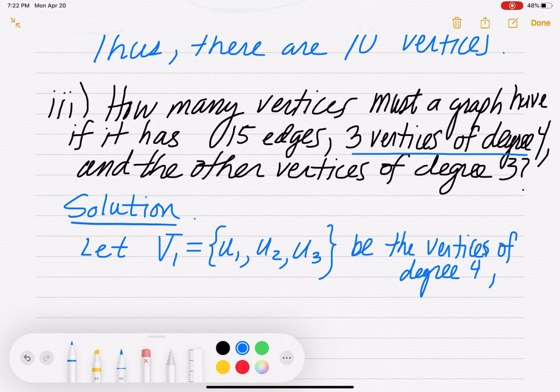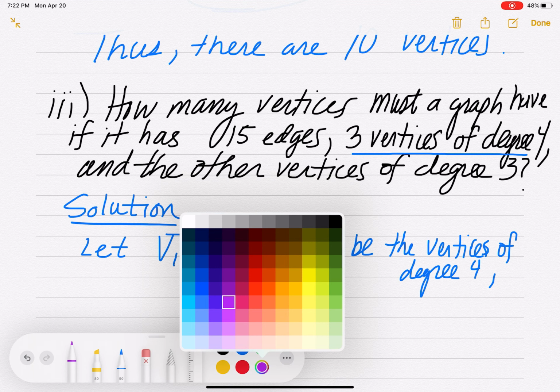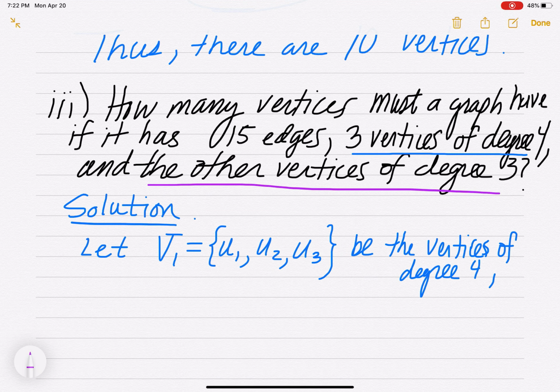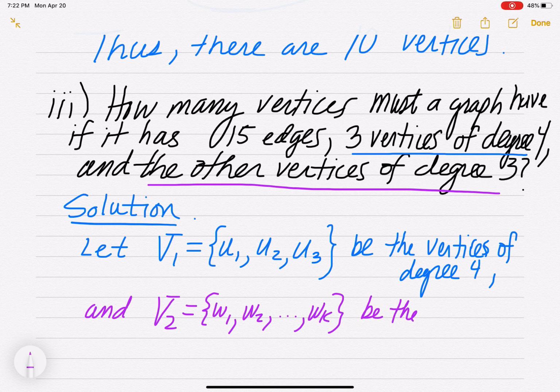And let's call V2 the set of vertices W1 through WK, the vertices of degree 3. So I'll break it up into 2 sets like that. We know there are 3 vertices of degree 4, that's U1 through U3, and we'll just say there are K vertices, W1 through WK, of degree 3.